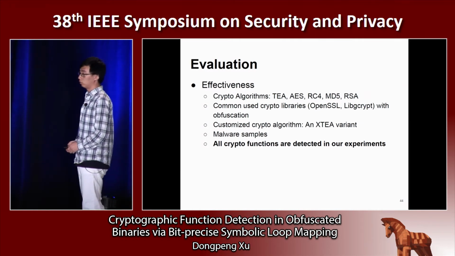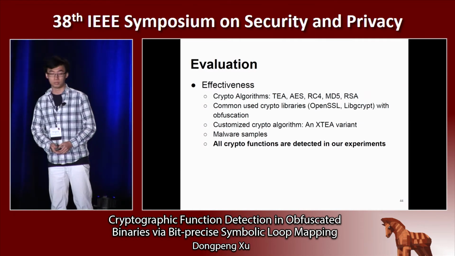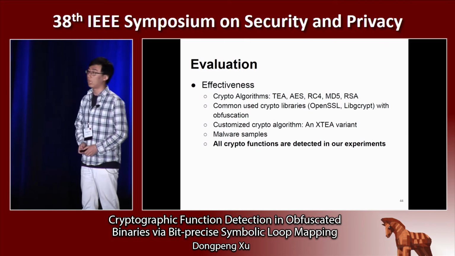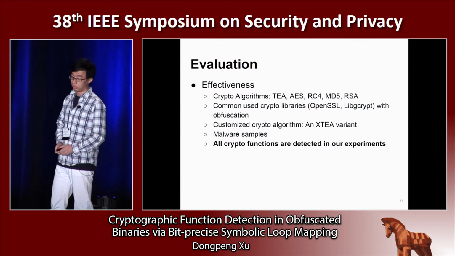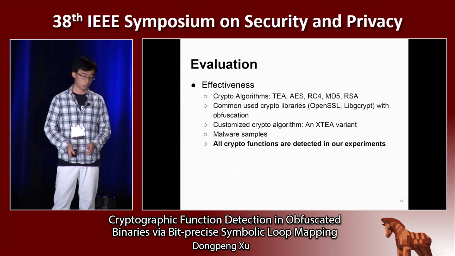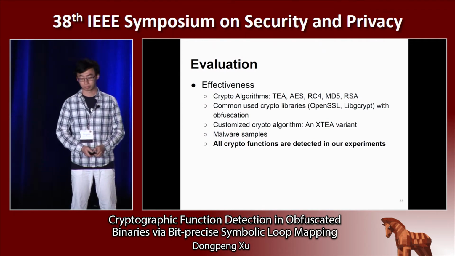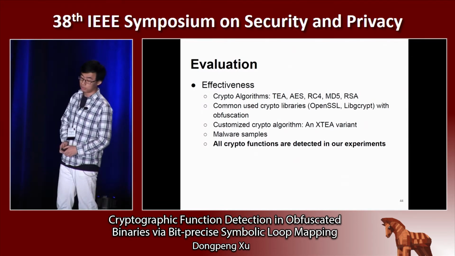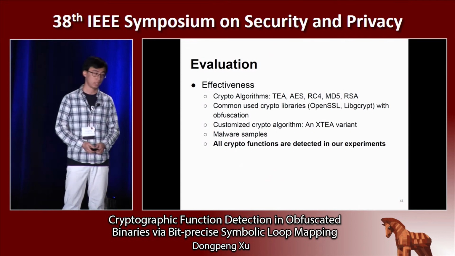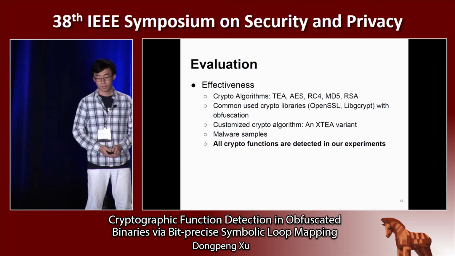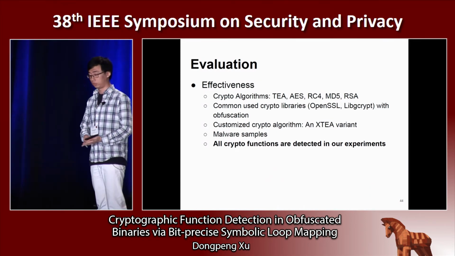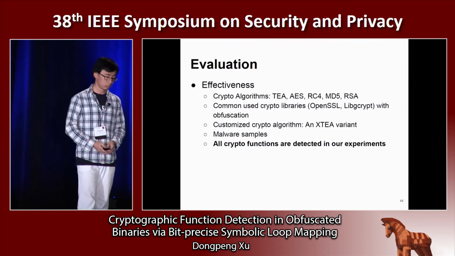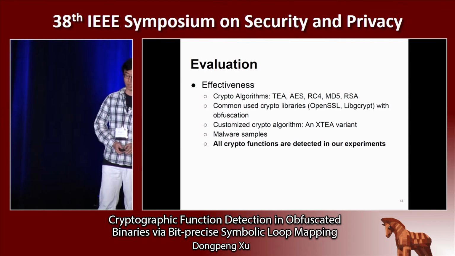We try to use our technique to detect some of the crypto algorithms in some commonly used crypto libraries like OpenSSL and libgcrypt with obfuscation techniques. And we also use our technique to check a customized crypto algorithm, which is an XTEA variant. And also we use our technique to detect some malware samples. In our experiment, all crypto functions are detected.